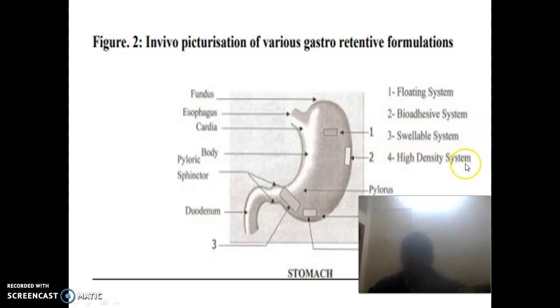And last is the high density system. How does it work? If we increase the density of our system, it will settle in this pyloric antrum, and likewise the drug will release slowly. So this is an overview picturization of various gastro-retentive formulations.